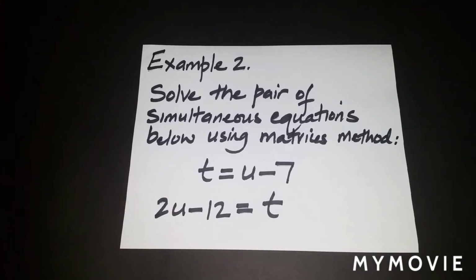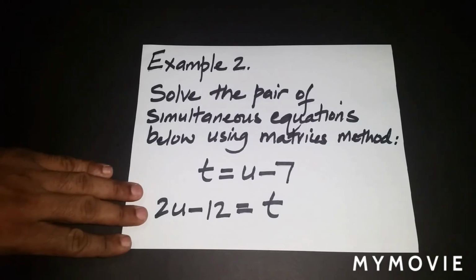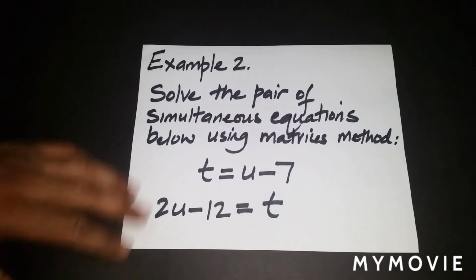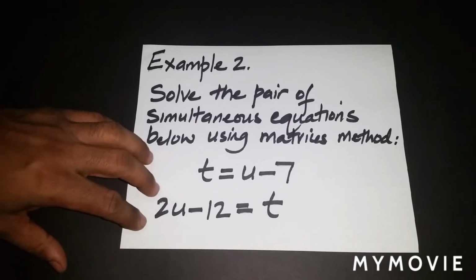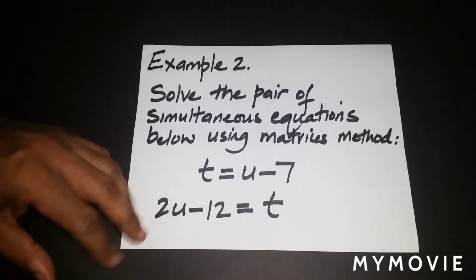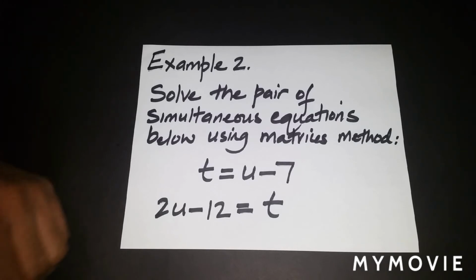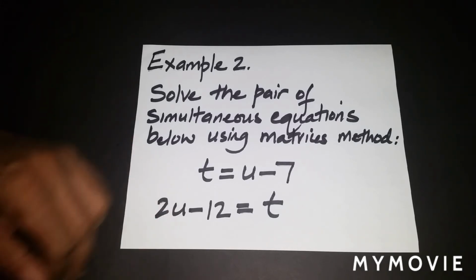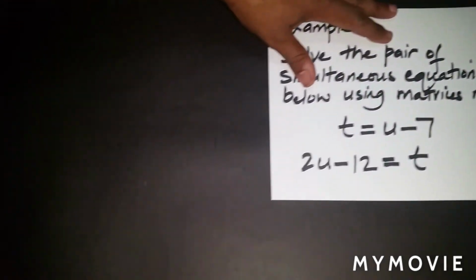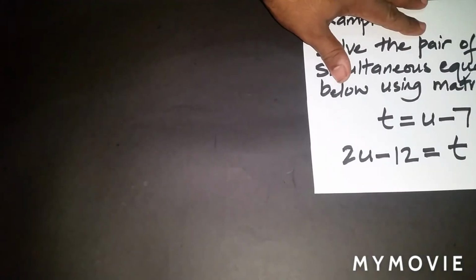Okay, now we're looking at our second example. We're asked to solve the pair of simultaneous equations using the matrices method, and the 2 variables involved are t and u, and looking at them, they're not very organized really, so we have to take the approach of organizing these 2 equations before we begin.